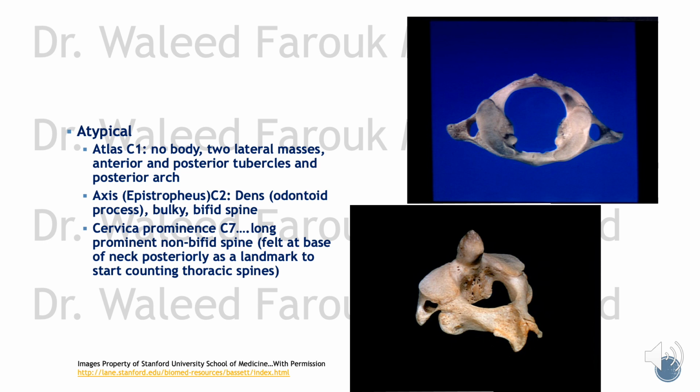Now, this is the axis. Look at that. It's huge. It's bulky. It has the bifid spine. It has the foramen transversarium in the transverse process, but instead it has a projection from the body. It's called the dens or odontoid process. Remember that the odontoid process is the remnant of the notochord that forms the bodies of vertebrae. It goes upwards to articulate with the inside of the anterior arch of the atlas to form the atlantoaxial joint. So the atypical vertebrae are C1, C2, and C7.